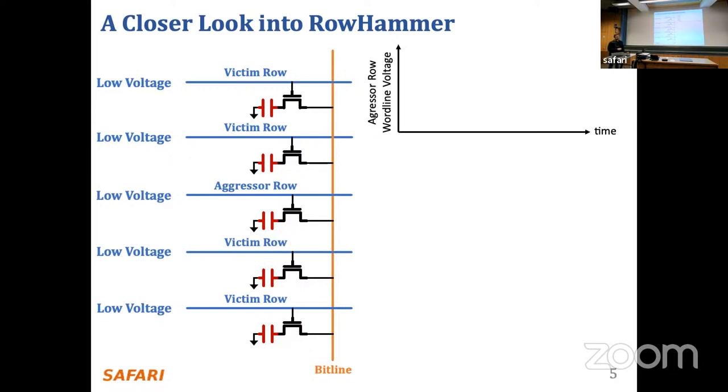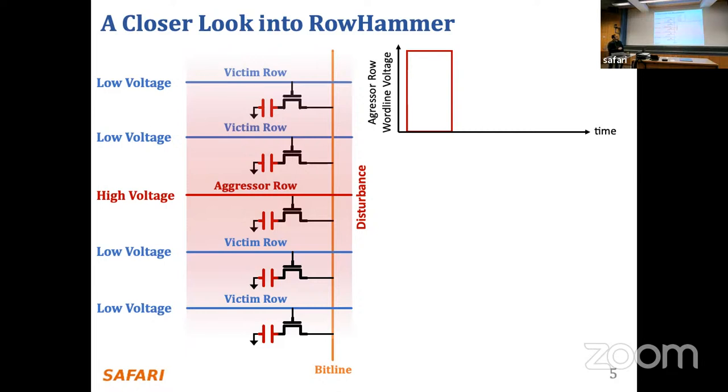So all the rows are closed. So you open this row, and when you apply this high voltage here, it actually incurs some disturbance to the nearby rows. And here on the right up corner, you see a plot where the x-axis is time, and the y-axis is the aggressor row's word line voltage.